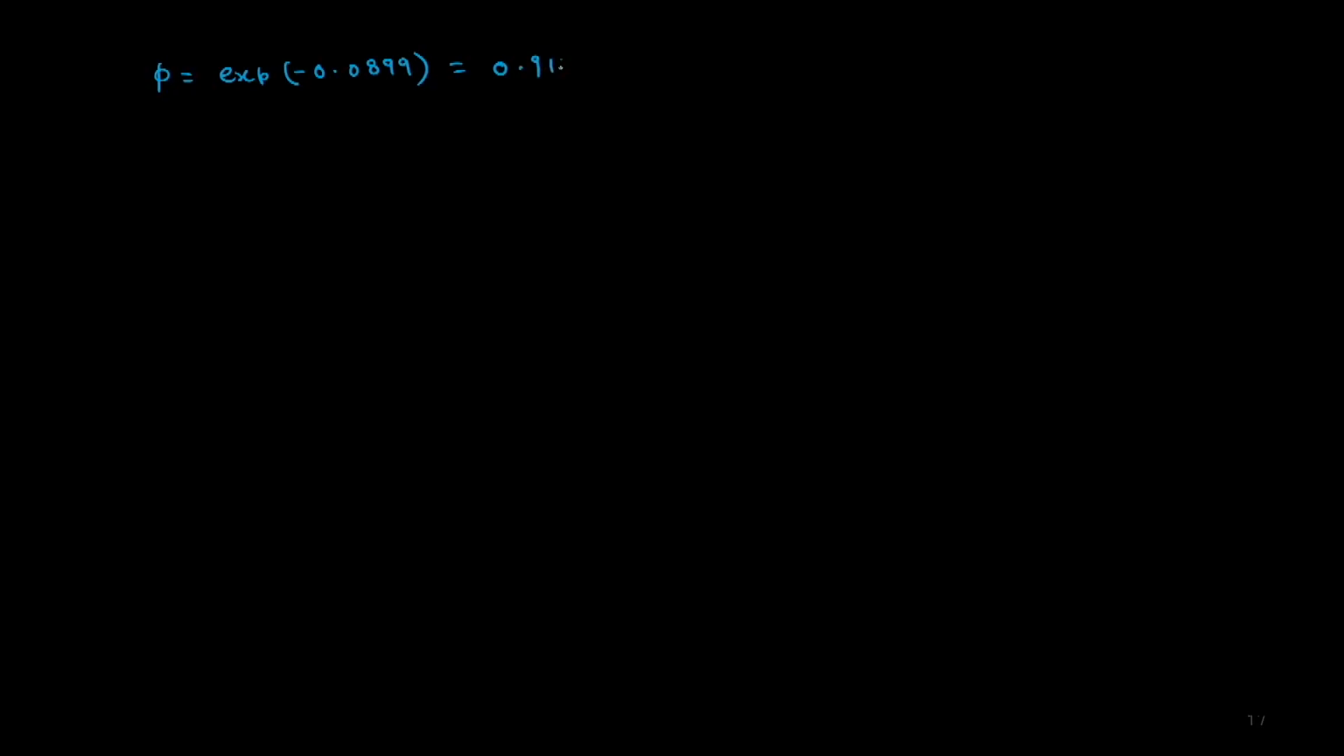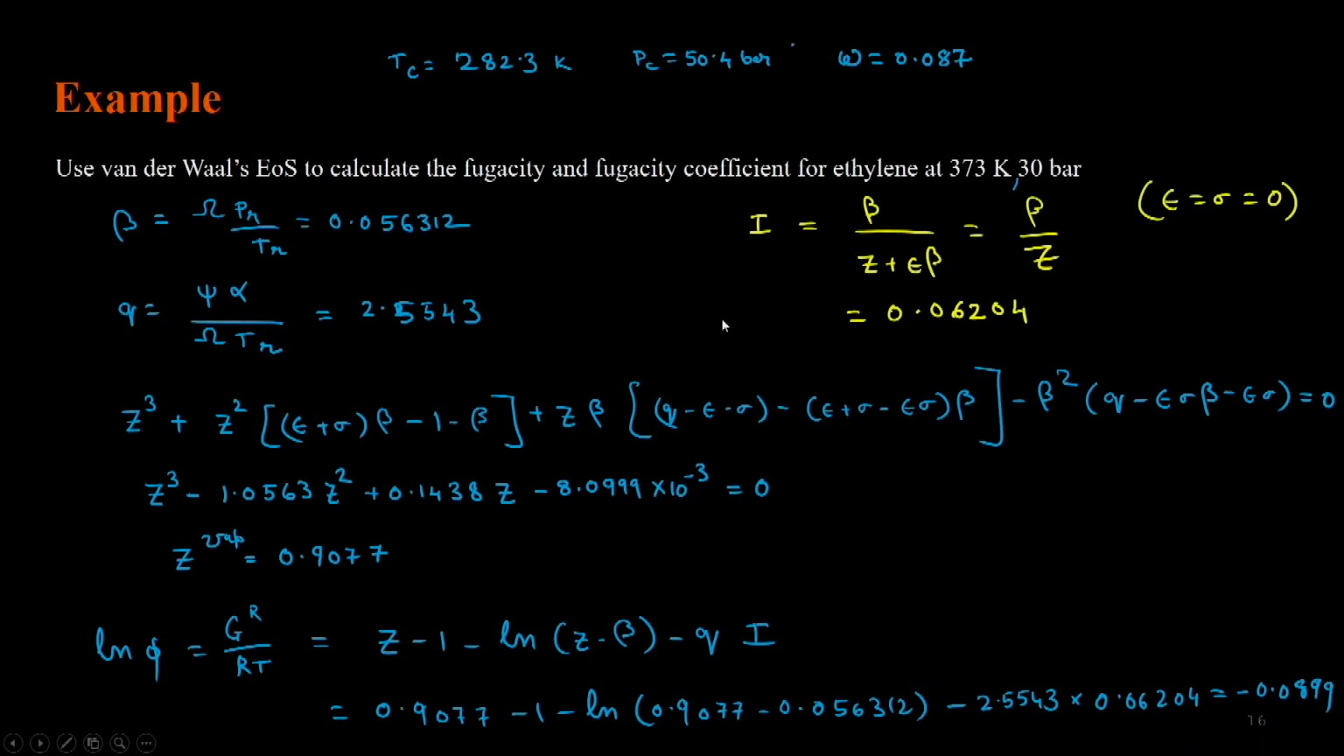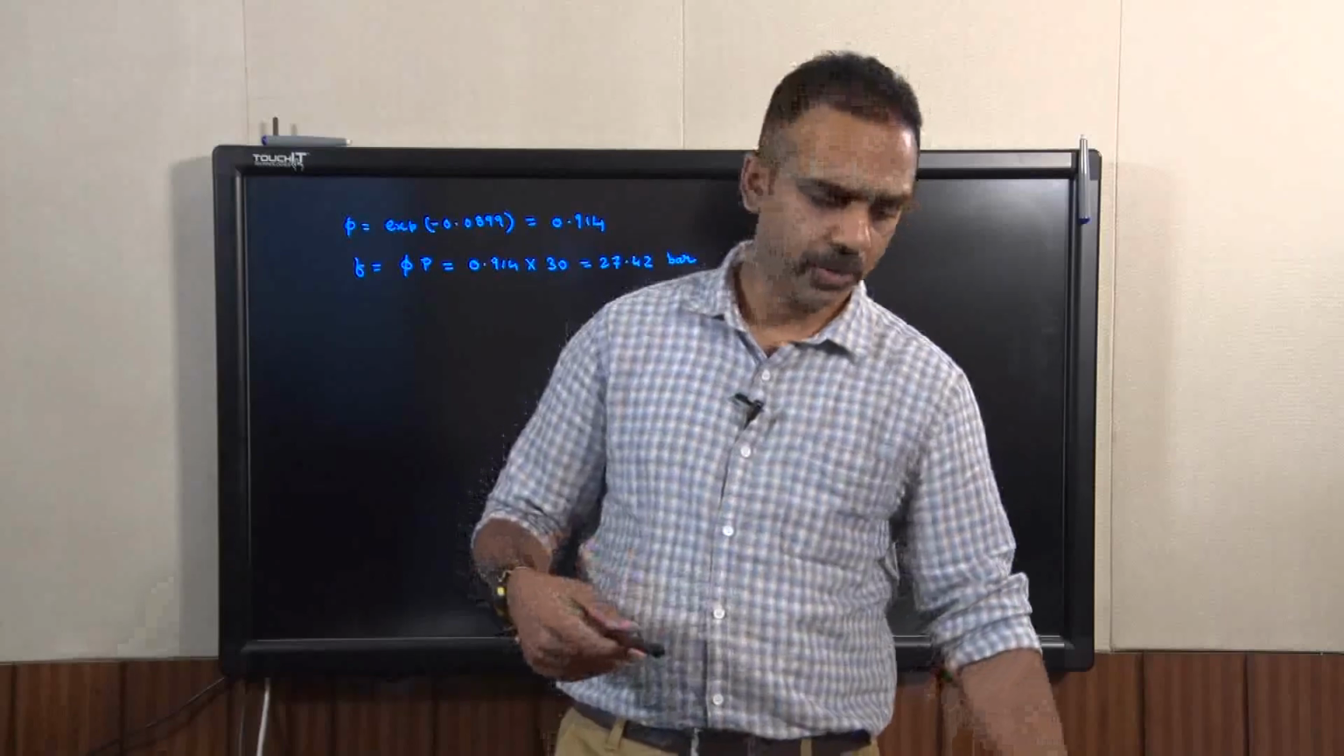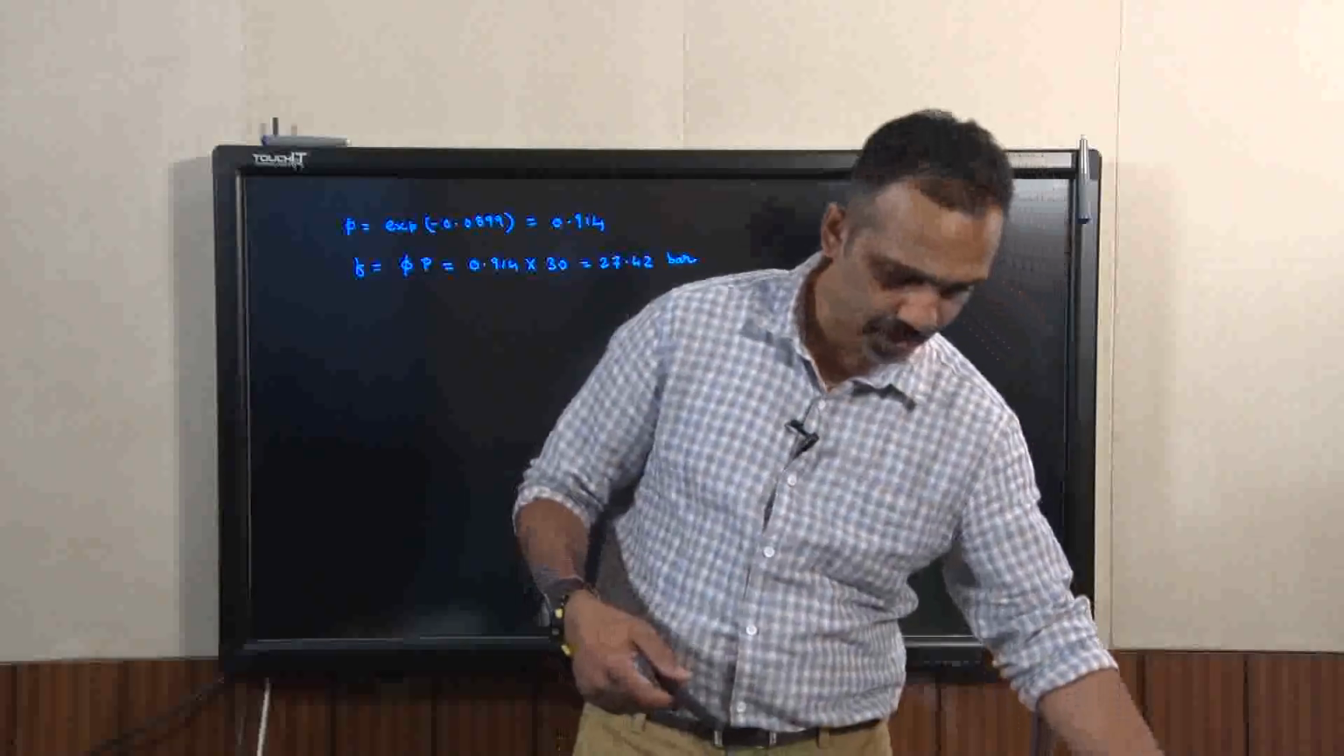This is 0.914. And once I have phi, I can calculate the fugacity f. It will be 0.914 times 30 bar, which is 27.42 bar. So I can use a cubic equation of state and calculate fugacity. We almost follow the exact same procedure as we did for calculation of the residual properties, in particular residual Gibbs free energy, and then from there we can calculate the fugacity. So that demonstrates the use of cubic equation of state for calculation of fugacities.